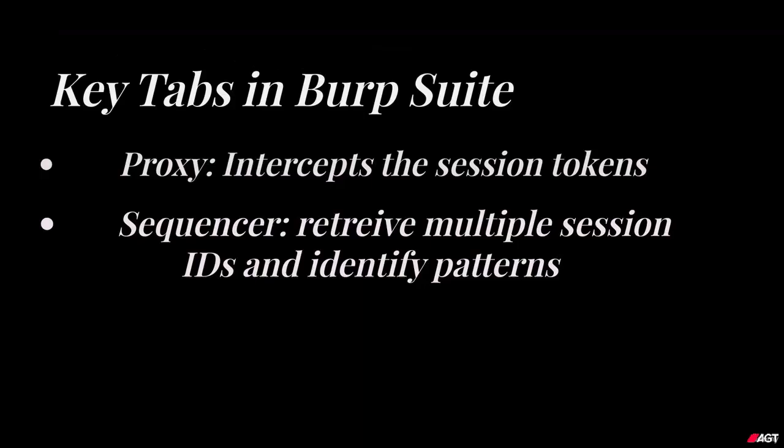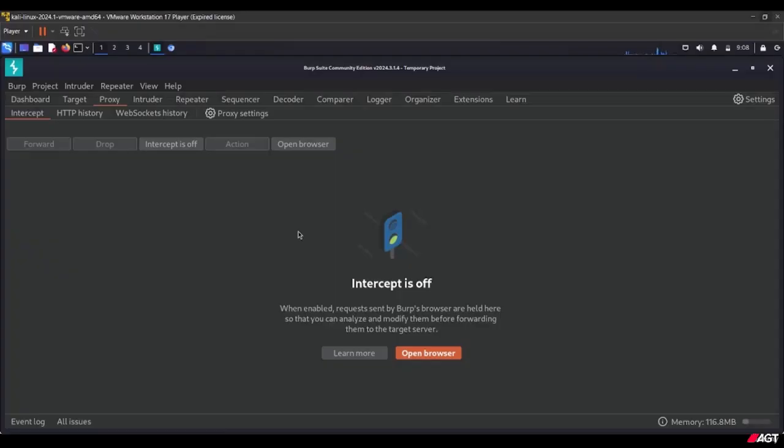So we'll use two main tabs in Burp Suite to analyze session tokens. First, we will intercept the session tokens from the web application using the proxy tab. Then identify patterns and analyze the randomness of the tokens using the sequencer tab. Let's see it practically. Now let's see how to tamper with session tokens to gain access to another account.